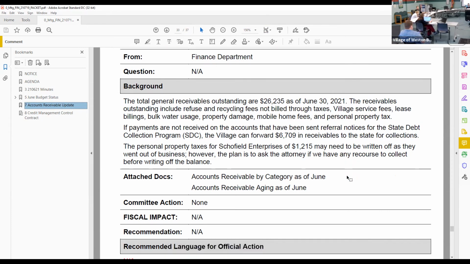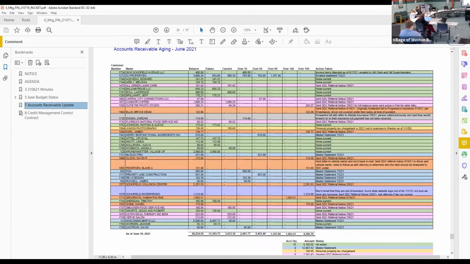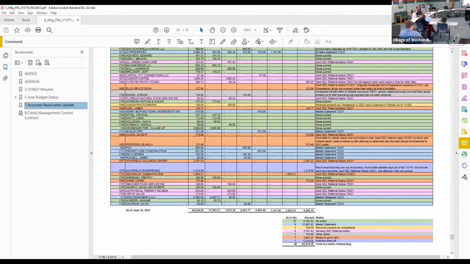The ones that we have out there are refuse and recycling fees that aren't billed through taxes, village service fees, lease billings, bulk water usage, property damage, mobile home fees, and personal property tax. Currently, I have 2 spreadsheets in here, that's the aging. I think it's about 7,000 that we would have the capability to forward to SDC. The next agenda item is regarding getting a contract for that skip tracing that I was talking about previously.